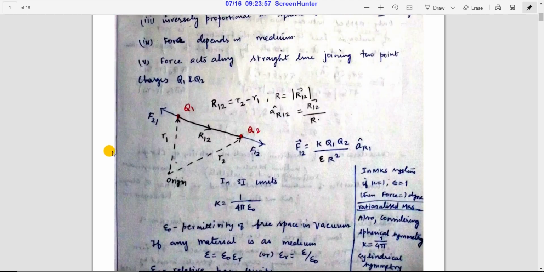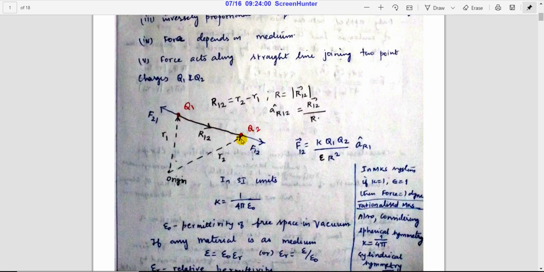So if you are taking any two charges, the force between the charges can be along this side, that is from Q1 to Q2. We are saying this is F12. The force can be from Q2 to Q1. That force is going to be called F21. So this is the distance vector R12 that can be calculated with the help of the R2 and R1 distances. So we can define the unit vector also, AR12 or AR21.